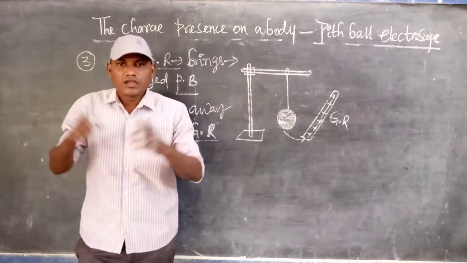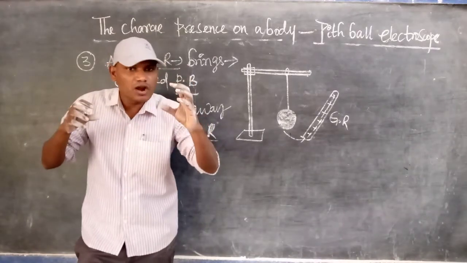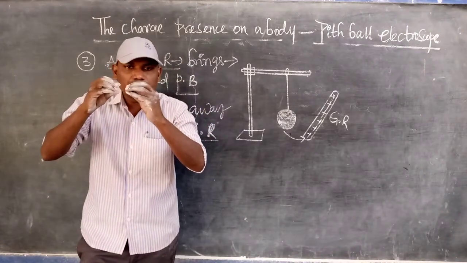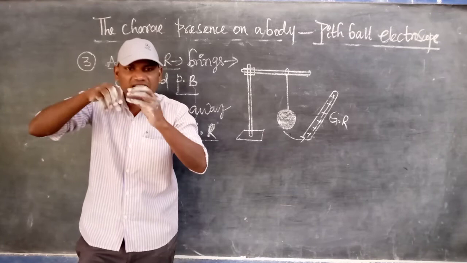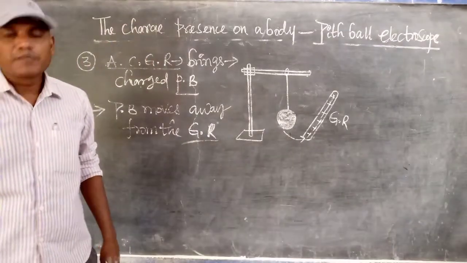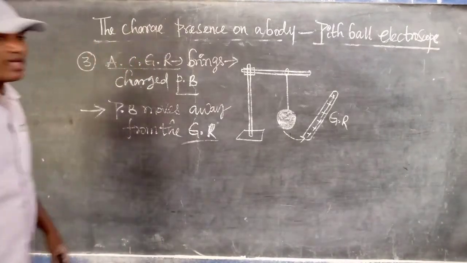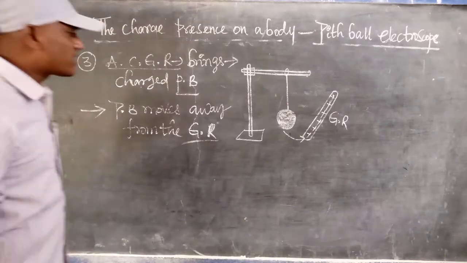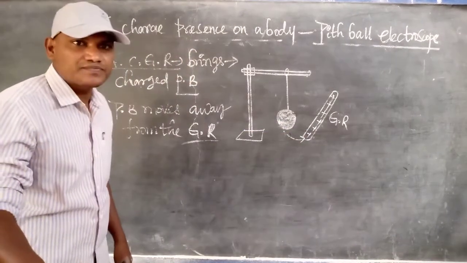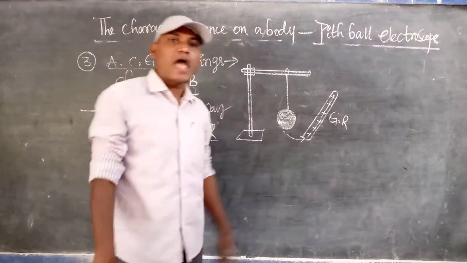Next, third one. Now both are kept in contact. A positively charged glass rod is brought towards the pit ball, which means a charged pit ball. At that time, the pit ball moves away from the glass rod, because it is repelled due to like charges present on the two bodies. So that is how you find whether charge is present on the body or not. Otherwise, if the glass rod does not have any charge, what will happen?